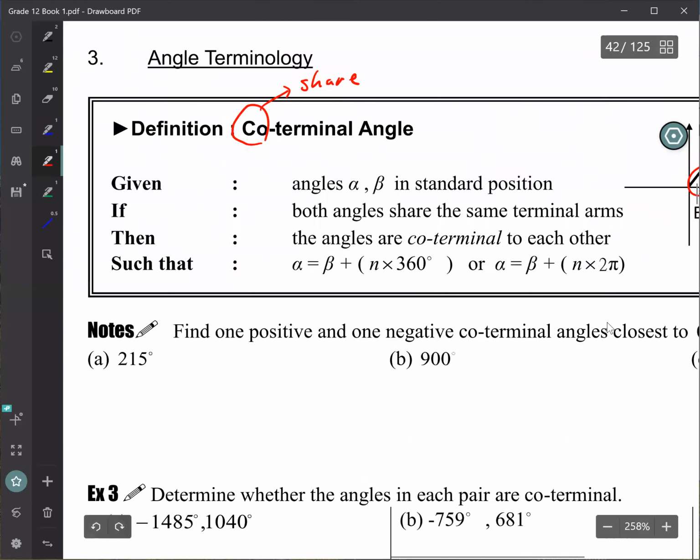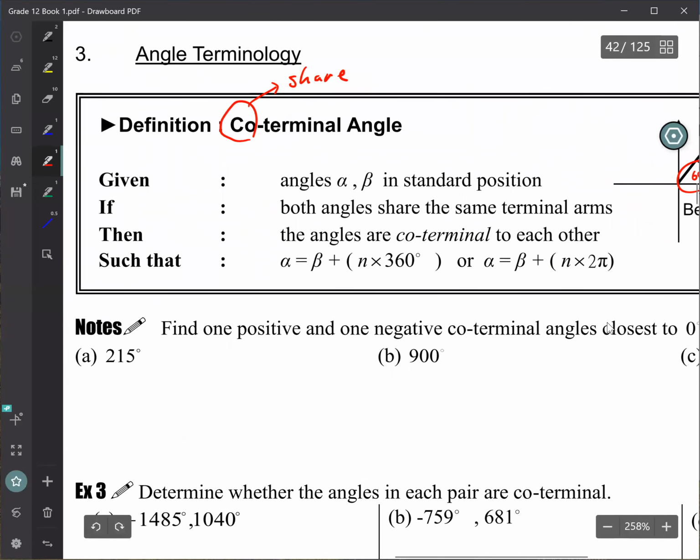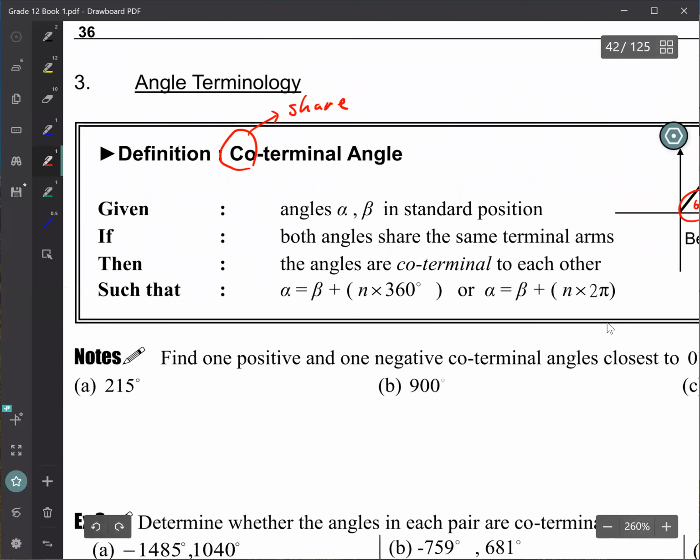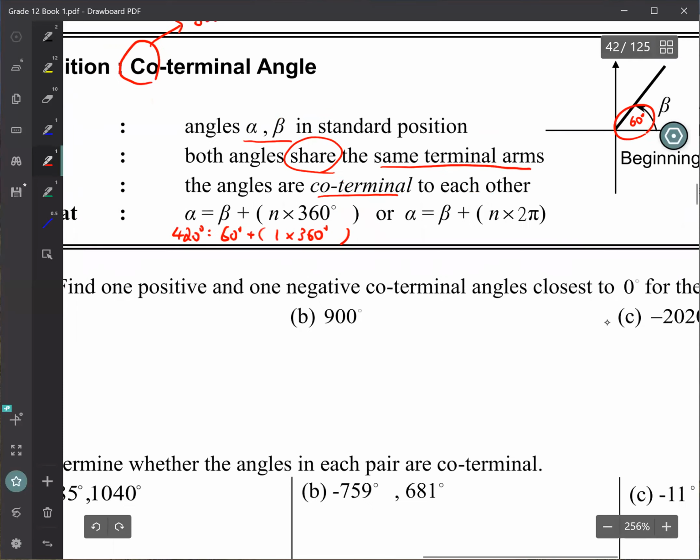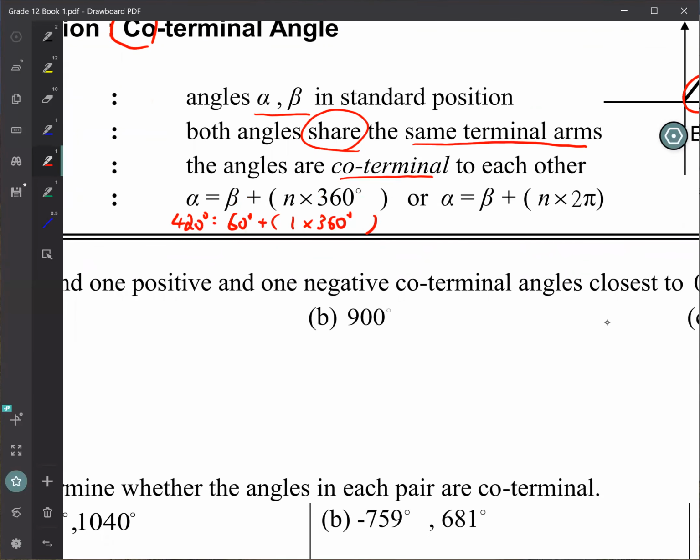So now if we look at the definition, you have a formula here. Given two angles, A and B, if both angles share the same terminal arm, then the angles are coterminal to each other. So for example, the 420 that we have, the A is 60 degrees, and you add it with one turn. N is the number of turns. If you want to turn more, you could, and then you get another coterminal angle. So there are infinite numbers of coterminal angles.